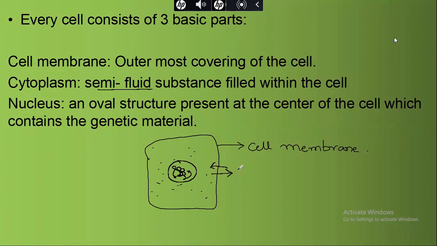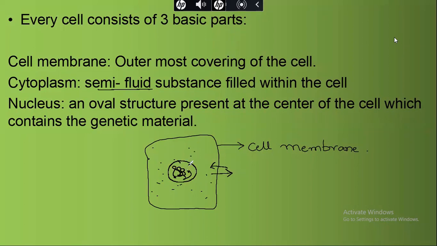So it controls the movement of materials in and out of the cell. It provides protection to the internal components of the cell from injury. So then we have the cytoplasm, the nucleus, and other subunits inside the cell. So the cell membrane protects all these internal substances from being injured.